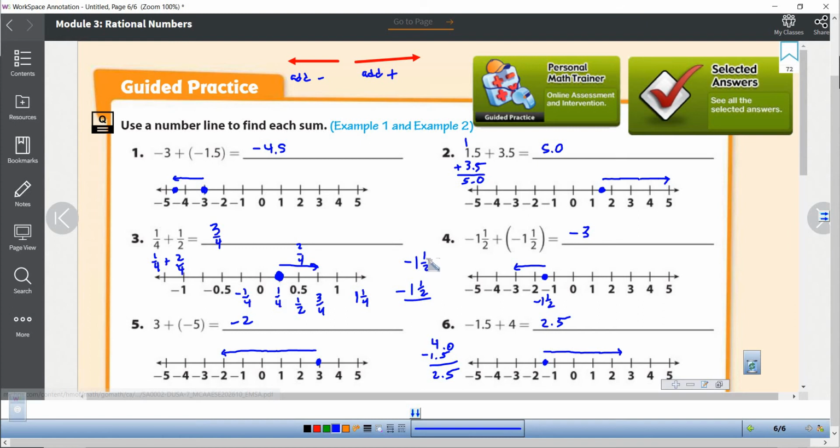And again, if you wanted to do this the traditional way, without a number line, normally what we would do is we'd say, well, 1/2 plus 1/2, that makes a whole, right? And then we'd have -1 plus -1 plus 1 more makes -3.